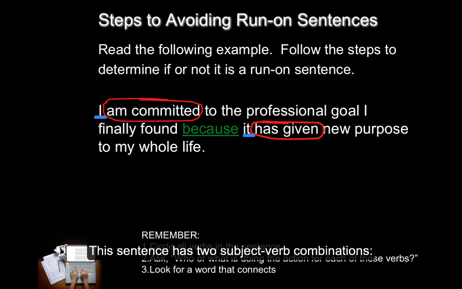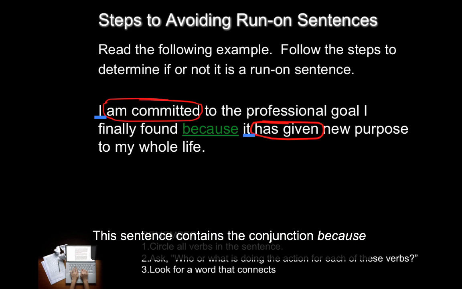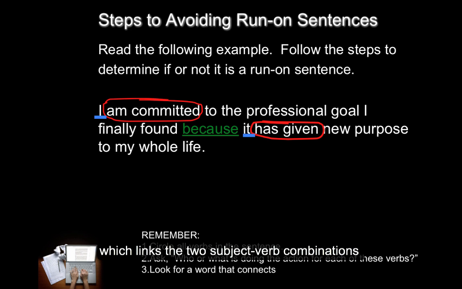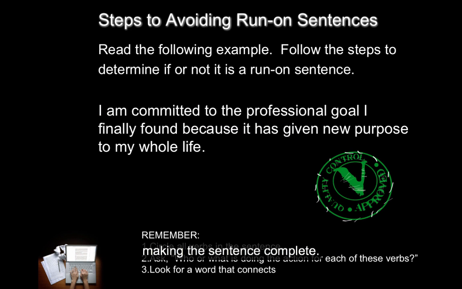This sentence has 2 subject-verb combinations. I am committed and it has given. Every sentence has to have at least one subject and at least one verb in order to be complete. If a sentence has more than one subject-verb combination, the sentence also has to have a conjunction like and, but, or because to connect those subject-verb combinations. This sentence contains the conjunction because, which links the 2 subject-verb combinations in the sentence. So going on to step 4, we find that this is not a run-on sentence. We have 2 subject-verb combinations, but the word because connects them, making the sentence complete.